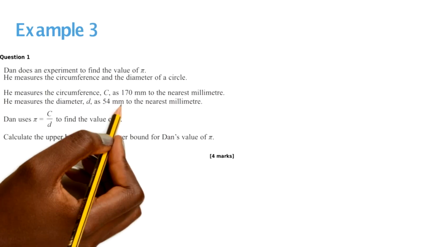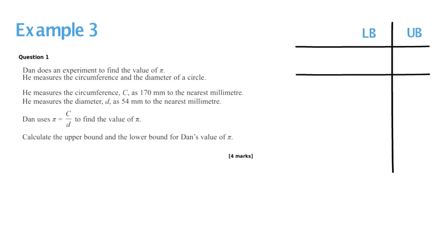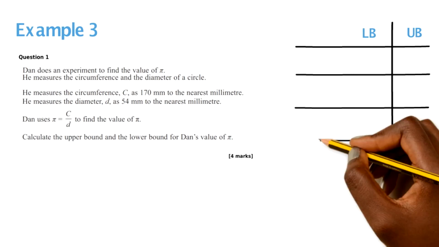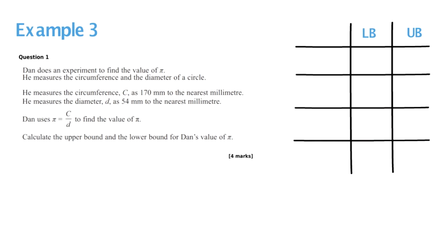Example 3. In this question, it wants us to work out the upper bound and the lower bound of Dan's value of pi. First things first, we're going to draw a little table of the upper bound and the lower bound. The two variables that we're looking at are circumference and diameter in this question. So we're going to work out the upper bound and lower bound of the circumference, which is 170, and the diameter, which is 54.